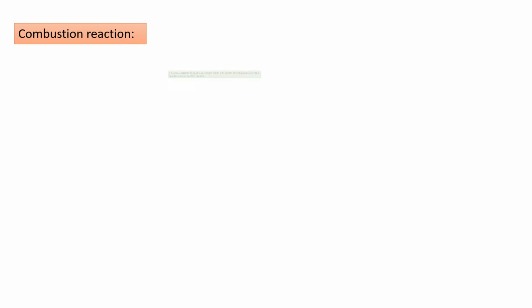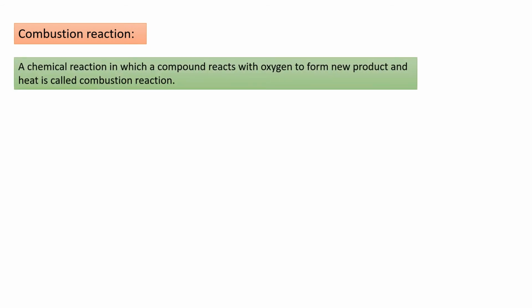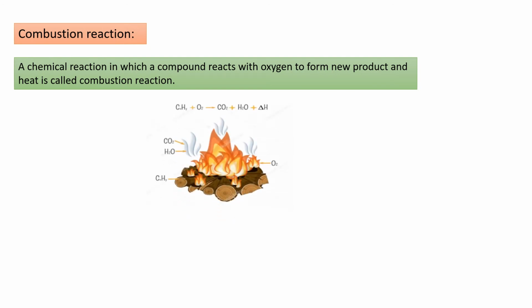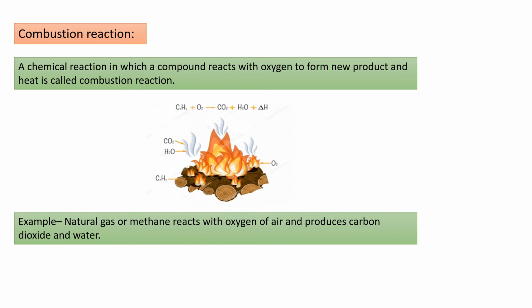Combustion reaction. A chemical reaction in which a compound reacts with oxygen to form a new product and heat is called combustion reaction. Example, natural gas or methane reacts with oxygen of air and produces carbon dioxide and water. Methane reacts with oxygen, producing carbon dioxide and water along with heat.